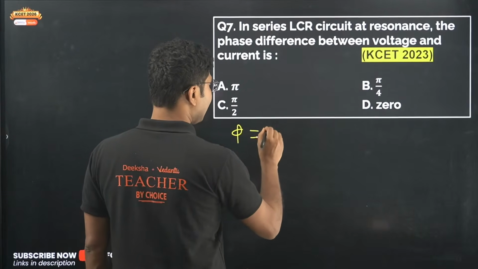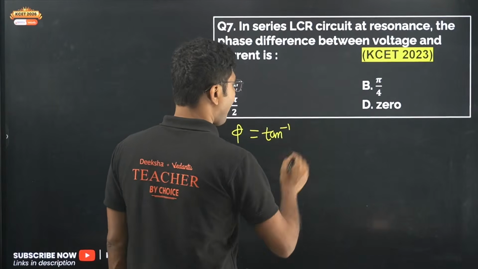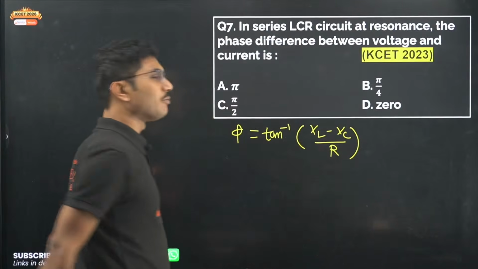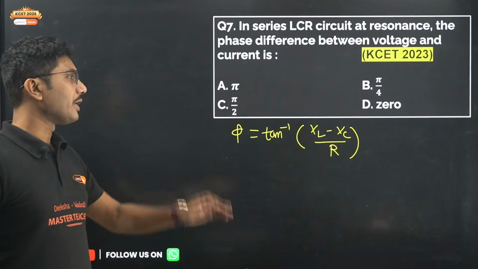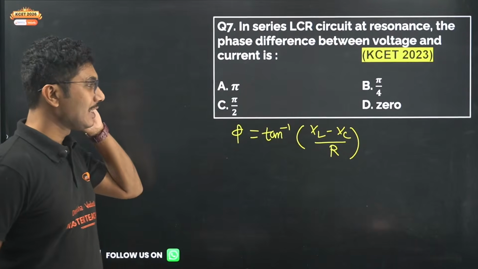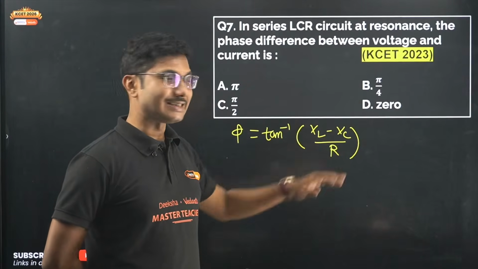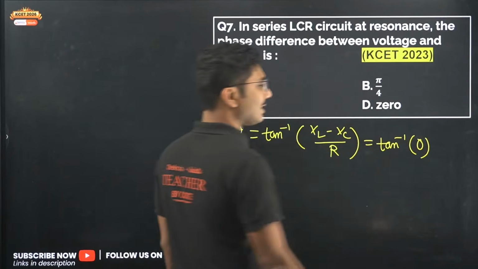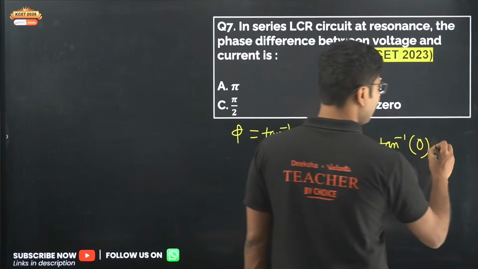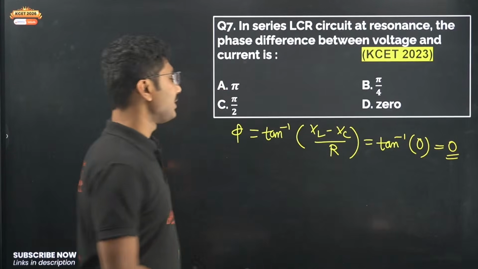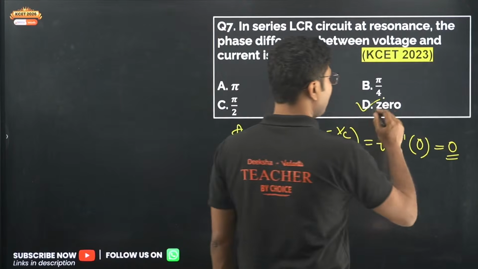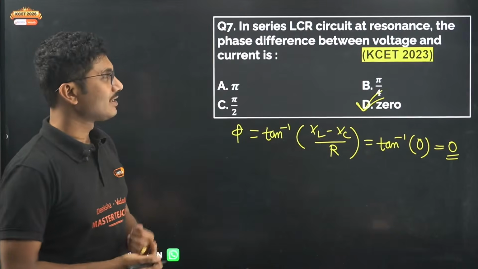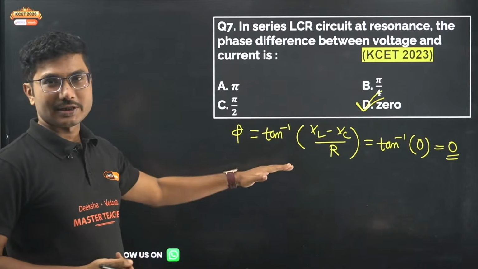Phase difference is given by tan inverse of XL minus XC divided by R. So this is the formula for calculating the phase difference. At resonance, XL becomes equal to XC, so this is nothing but tan inverse 0. Tan inverse 0 is nothing but 0. So obviously the phase difference will be 0. So the correct answer is option D. Gagan came here and Gagan answered option D. Yes, Gagan, you are absolutely correct. So the correct answer is 0.